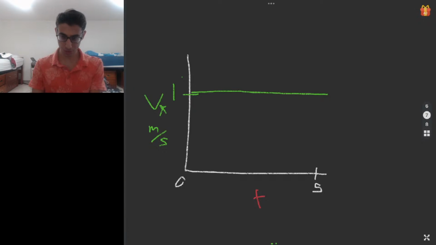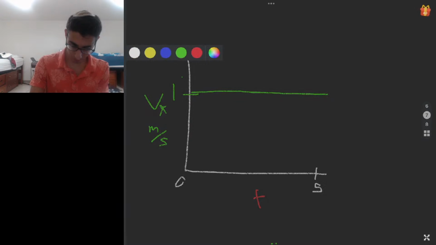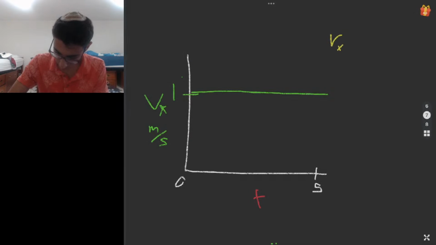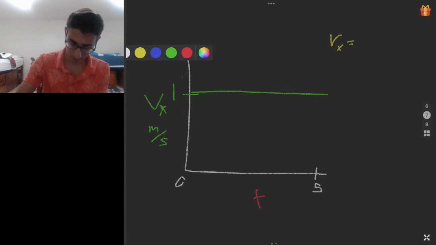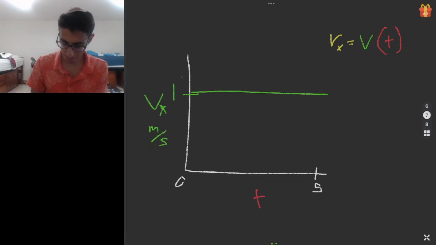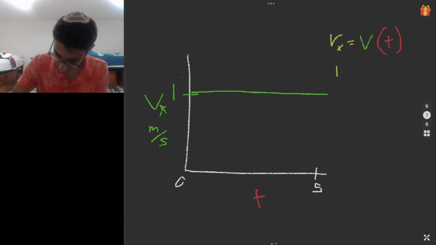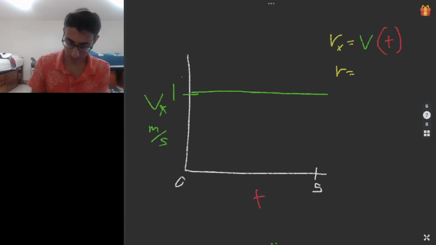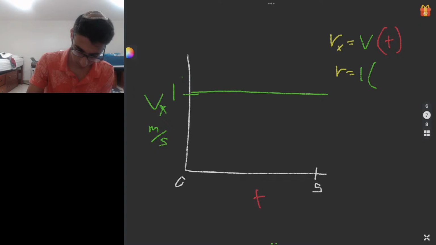We could view our position as velocity times time. So our position, r sub x, equals velocity times time. This is an old idea. In this case, for these 5 seconds, our position equals, velocity is 1, so 1 times 5.